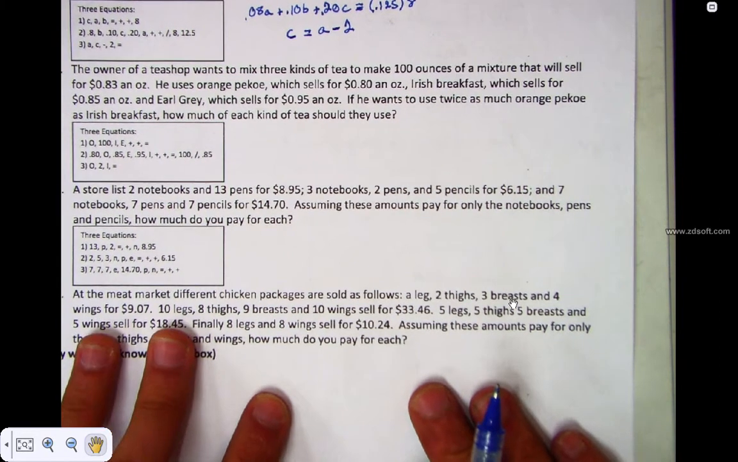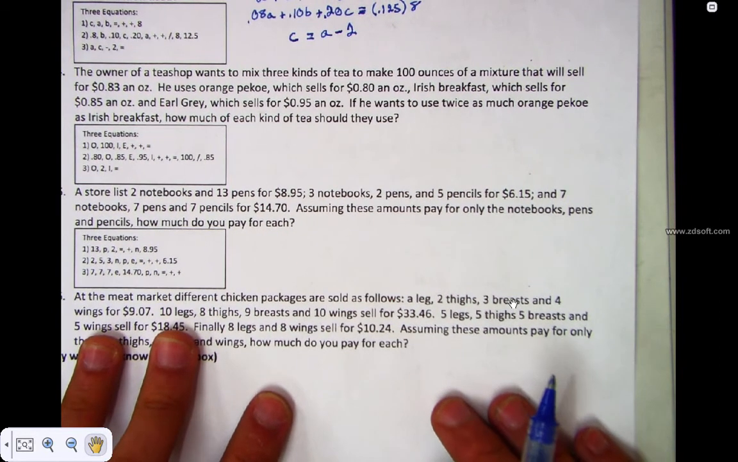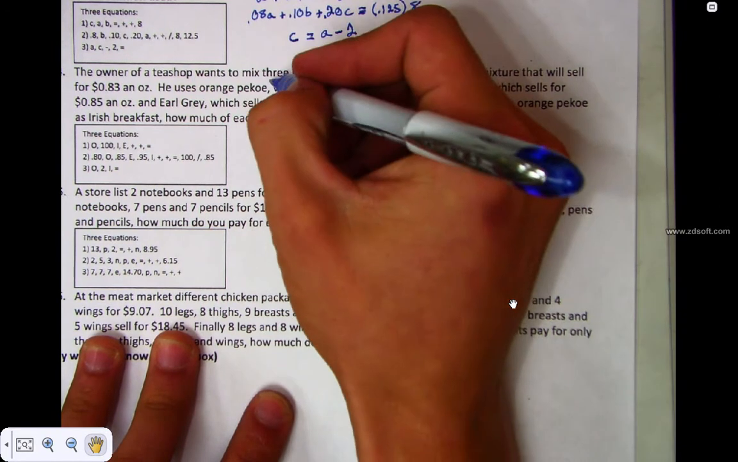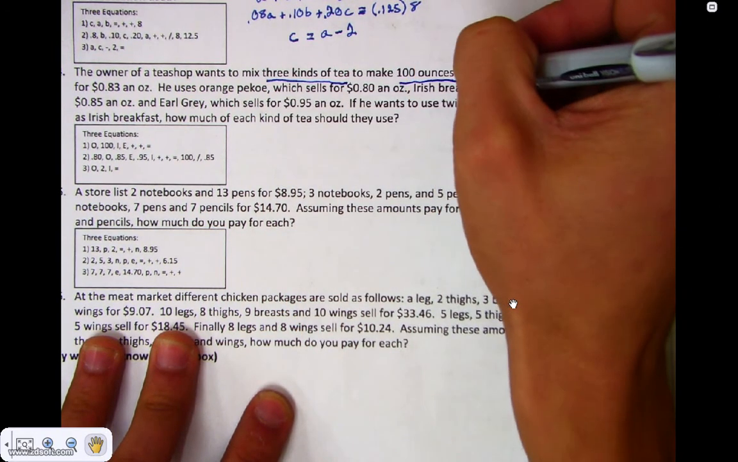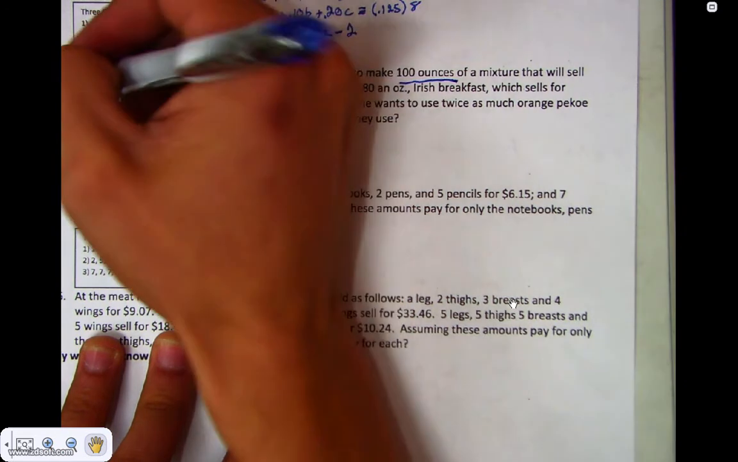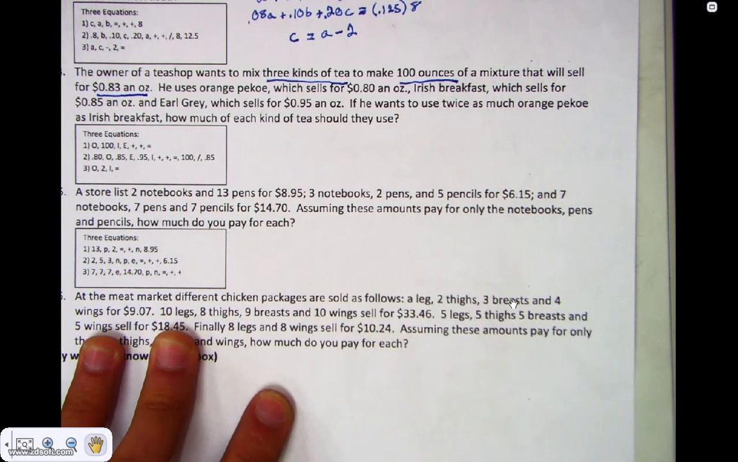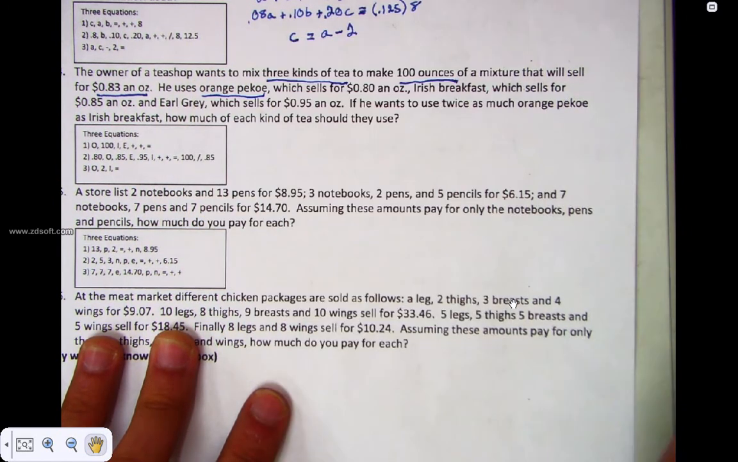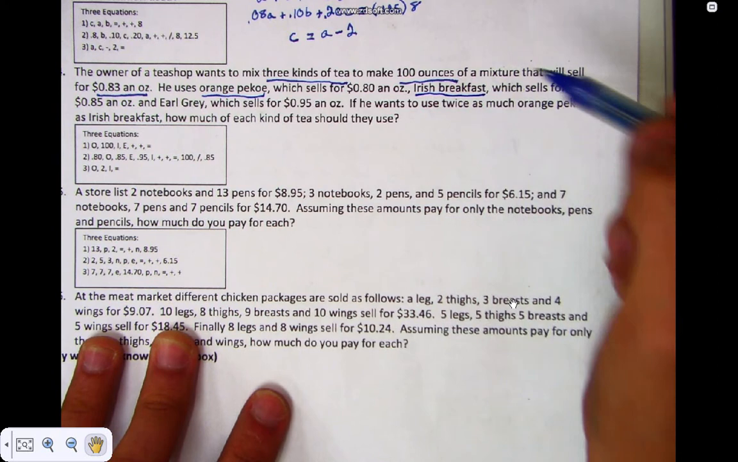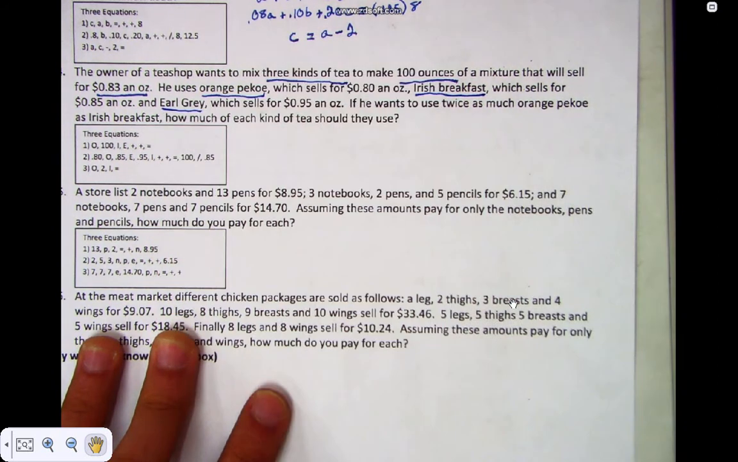Yeah, let's do number 4. All right, the owner of a tea shop wants to make 3 kinds, so that's important information, 3 kinds of tea to make a 100-ounce mixture that will sell for 83 cents an ounce. Okay, so we have 3 kinds of tea. Do we know how much of those 3 kinds of tea? Nope, we don't know that yet. So let's go ahead and assign our variables to the 3 kinds of tea. Looks like we're gonna have some orange pekoe, Irish breakfast, and Earl Grey.